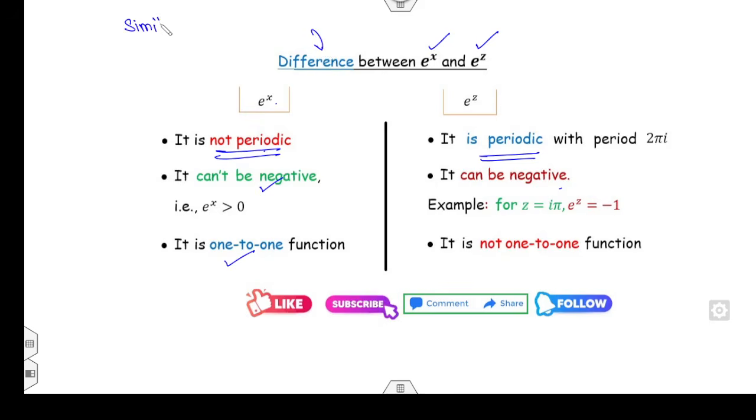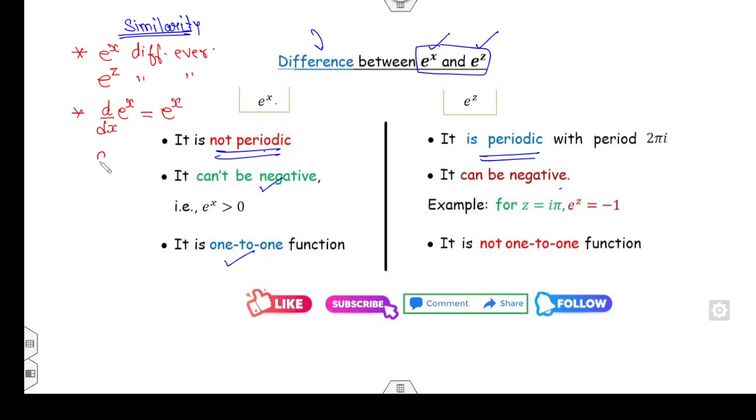But if somebody asks you what is the similarity between e raised to power x and e raised to power z? E raised to power x is differentiable everywhere. Fine. E raised to power z is differentiable everywhere. First derivative of the real exponential is the same. The derivative of the complex exponential is also the same. Another is, the exponential will satisfy the additive or addition theorem. The same for the complex number as well.